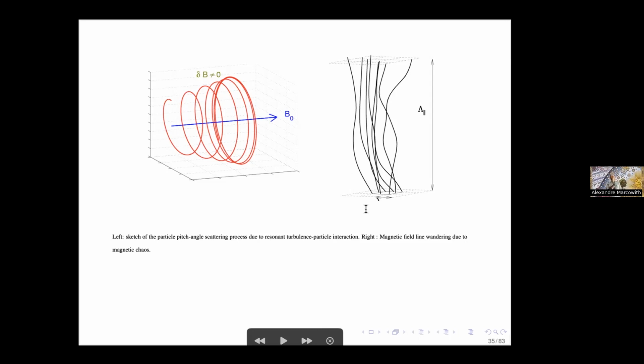But what dominates the perpendicular diffusion of particles is mostly the behavior of the magnetic field lines themselves, because the magnetic field is turbulent, so you have a magnetic chaos. If you take a bunch of field lines at one position and then let them evolve, they will diverge from each other. So a bunch of particles here will get dispersed perpendicularly to the magnetic field, through what we call magnetic field line random walk or field line wandering, which dominates the perpendicular diffusion of cosmic rays.